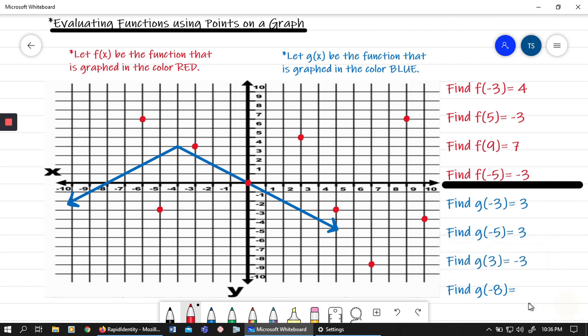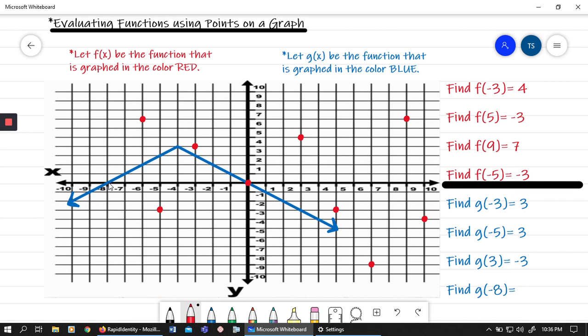Next, we're asked to find g of negative 8. So let's go to that x value, negative 8. Let's do it from the origin. Let's go left 8. 1, 2, 3, 4, 5, 6, 7, 8. Okay? So in order for us to get to our blue graph, wait a minute. The blue graph is right there. We don't have to go up or down.